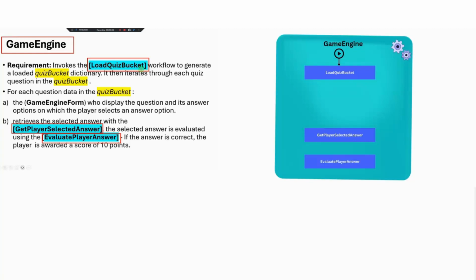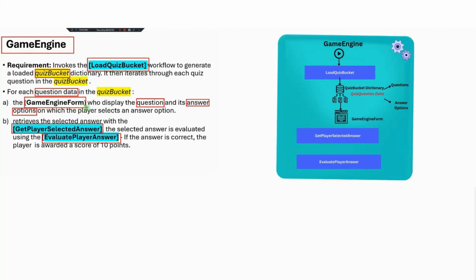The load quiz bucket workflow is going to generate for us a quiz bucket dictionary. The quiz bucket dictionary is going to live within the game engine, and the quiz bucket is going to consist of quiz question data. Now, a quiz question data would comprise of the actual quiz question and the answer options. These 2 values would be displayed on a game engine form. The game engine form would also give the player the ability to select an answer option.